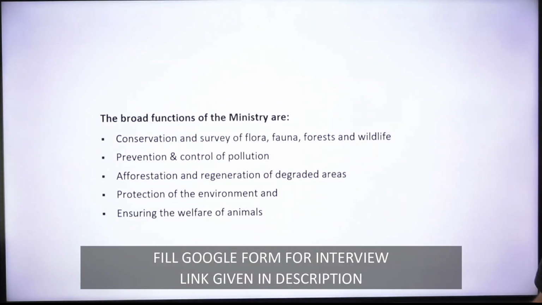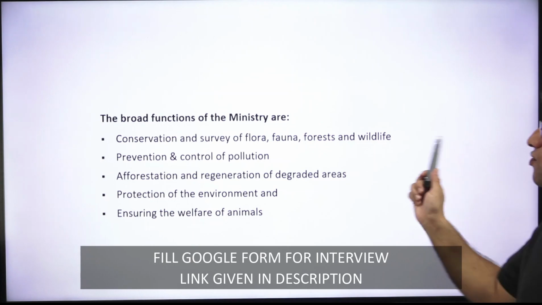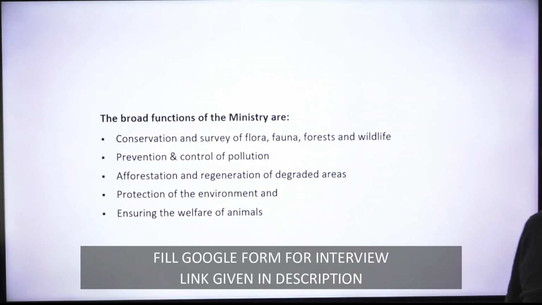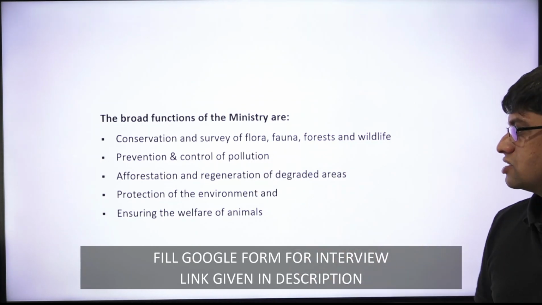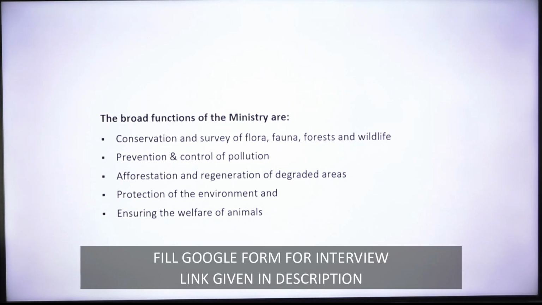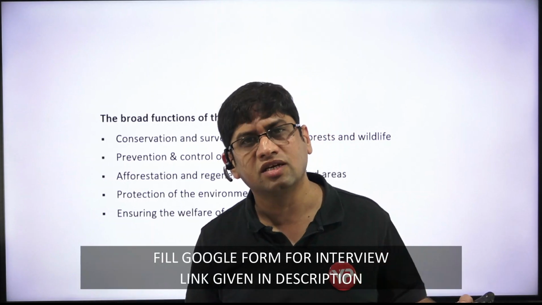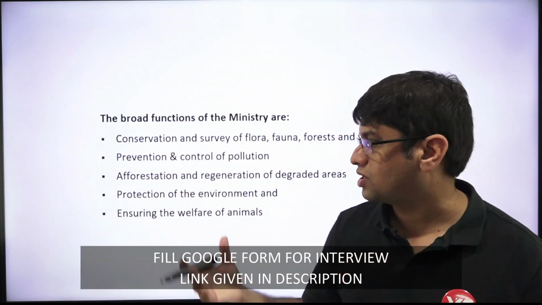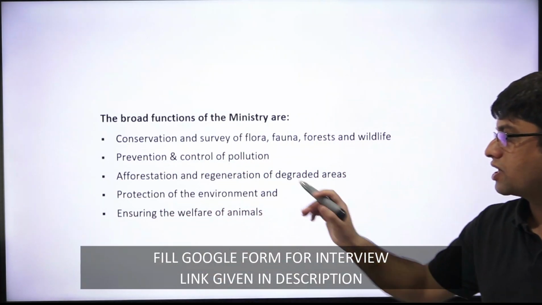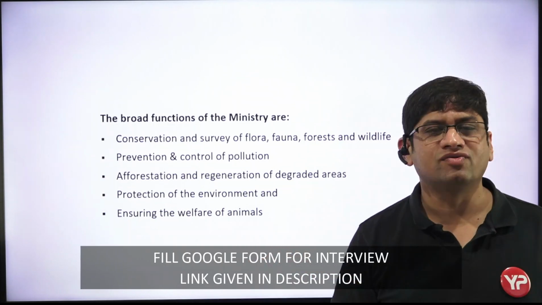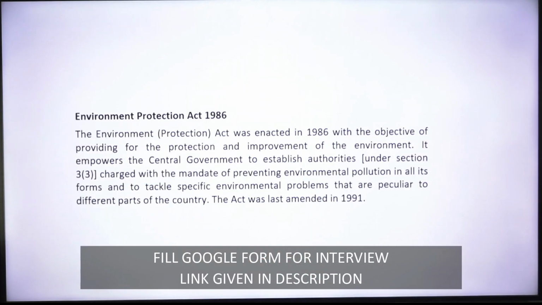Conservation and survey of flora, fauna, forest, wildlife, prevention and control of pollution, afforestation and regeneration of degraded areas. The areas where you have done deforestation, plant trees there so that it can be preserved. Protection of environment and welfare of animals, all that is a part of that.